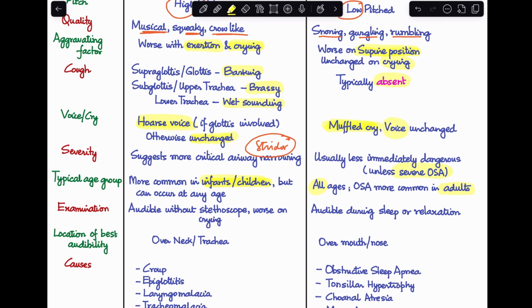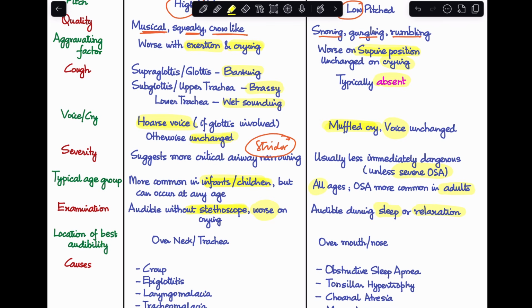Next is how do we, when we examine it, what do we see? What do we hear? What are we looking out for? So, stridor is a noisy breathing. This breathing is actually audible even without the stethoscope. And stridor becomes worse when the patient is crying. Whereas stertor will be audible only during sleep or relaxation. So, these are some common points that you should look out for when you're examining the patient.